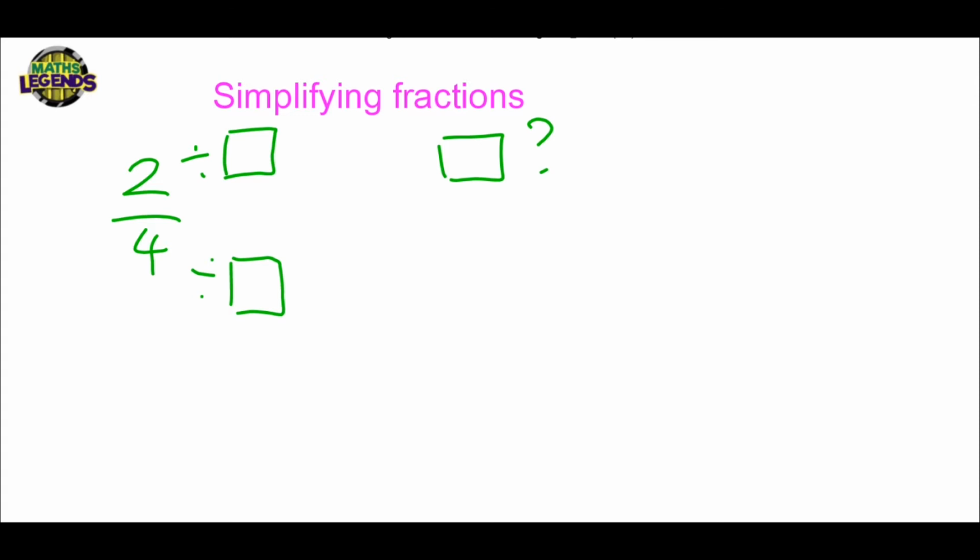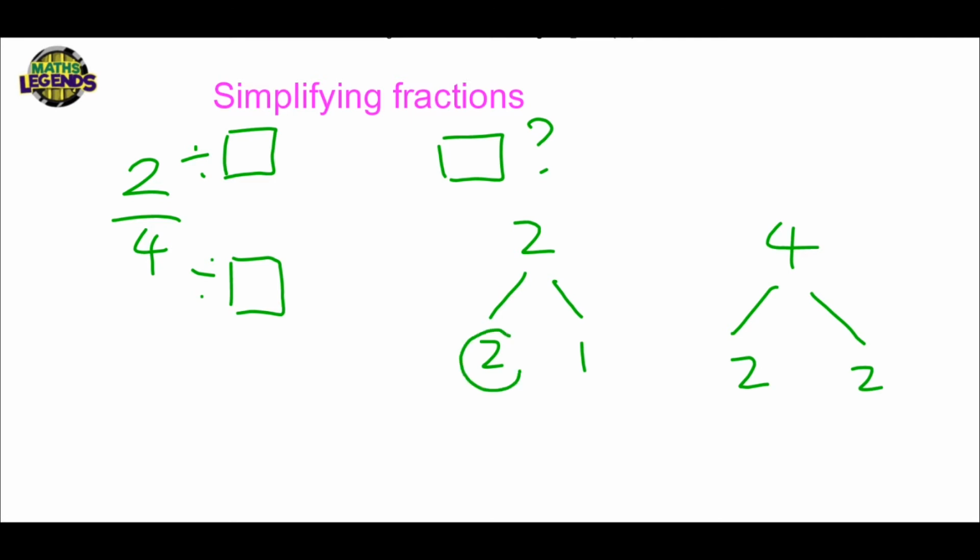For this, we take the numerator 2 and the denominator 4, and we can work out the factors of each of these numbers. So 2 would be 2 times 1, and for 4, it will be 2 times 2. So here we can see that 2 appears over here and 2 appears over here for the 4. So we can divide top and bottom by 2. This then gives us 2 divided by 2 is 1 and 4 divided by 2 is 2. Hence we have simplified this fraction.